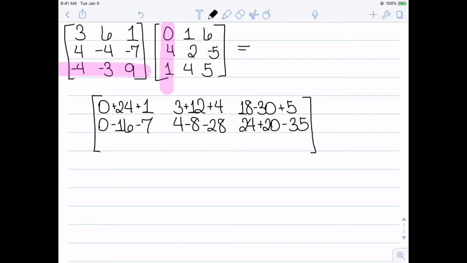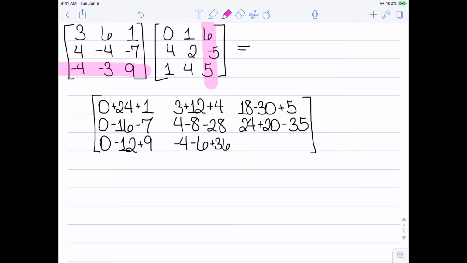-4 times 0 is 0. -3 times 4 is -12. And 9 times 1 is 9. I now move to my second column. -4 times 1 is -4. -3 times 2 is -6. 9 times 4 is 36.